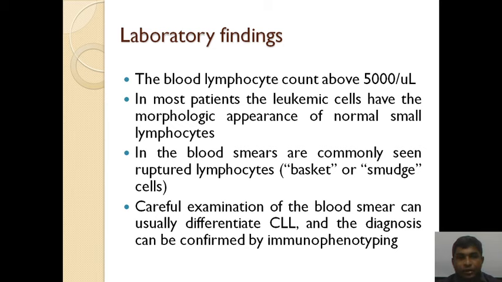In CLL, the absolute lymphocyte count is above 5,000 cells per cubic mm. The morphology appears that of a mature small lymphocyte, and there are many cells which have lost the cytoplasm, what we call smudge cells, seen on the peripheral blood smear, which is characteristically seen in chronic lymphocytic leukemia. A good examination of the blood smear can differentiate CLL from other subtypes, and immunophenotyping using flow cytometry is used for confirmation.